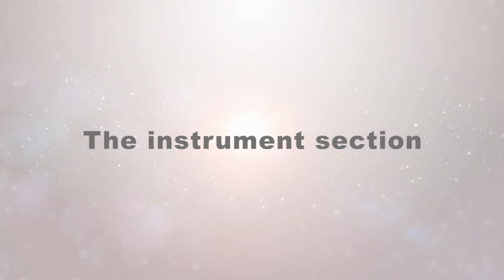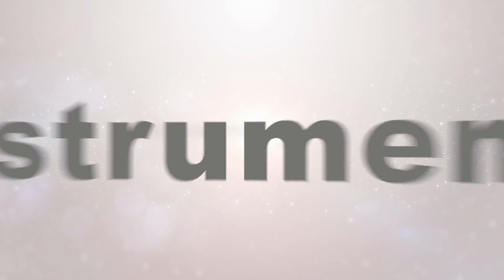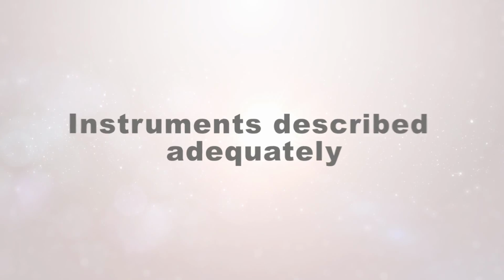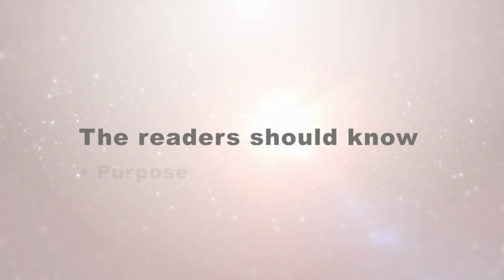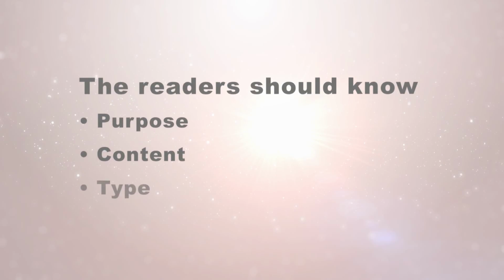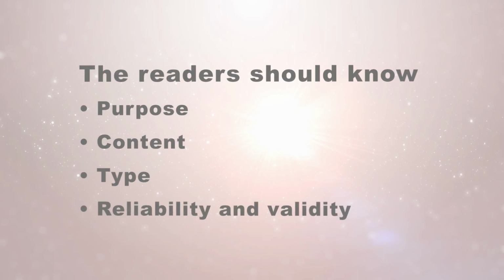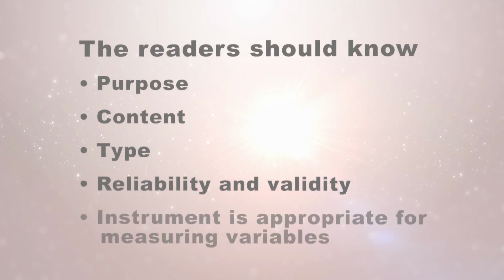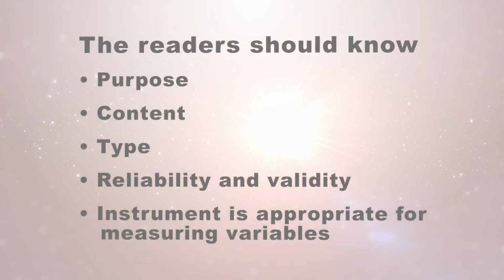The next step in the review of the research article is to look at the instruments section of the paper. Are the instruments described adequately? The author should tell the reader the purpose of the instrument, the content, the type of instrument. Information should be provided about the reliability and validity of the instrument. It's important as a reviewer when you critique the paper that you assure that the instruments are appropriate to measure the variables in the research questions.